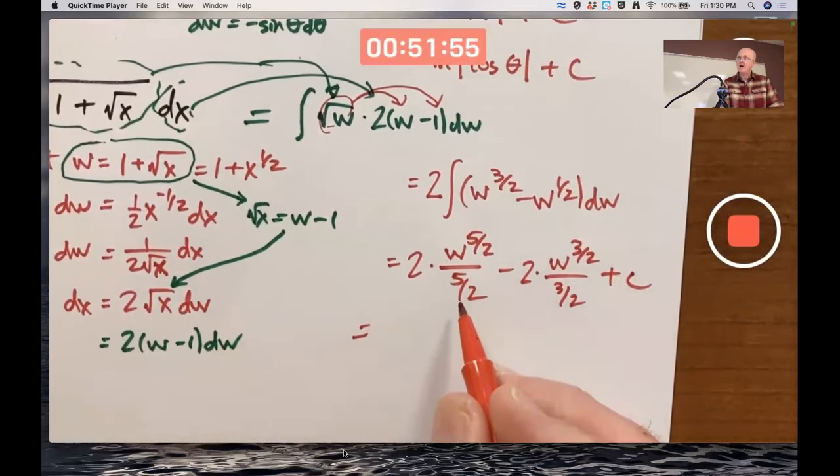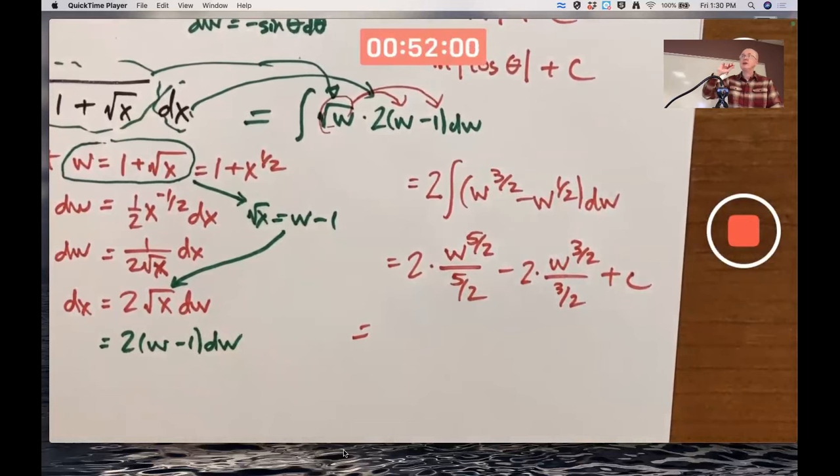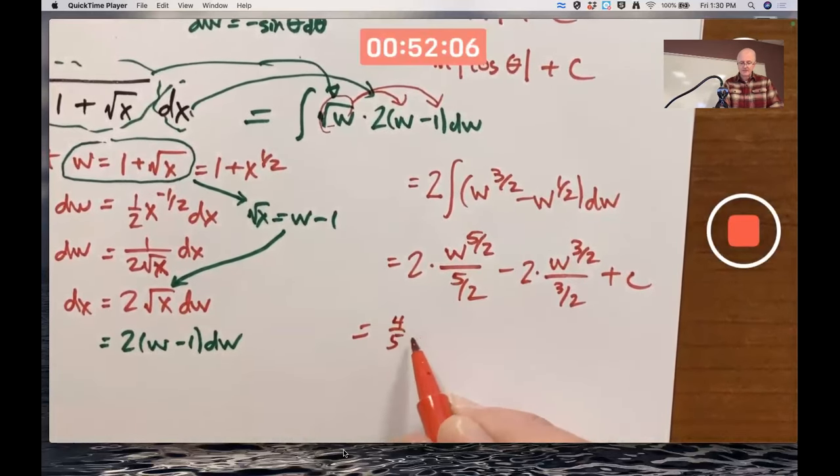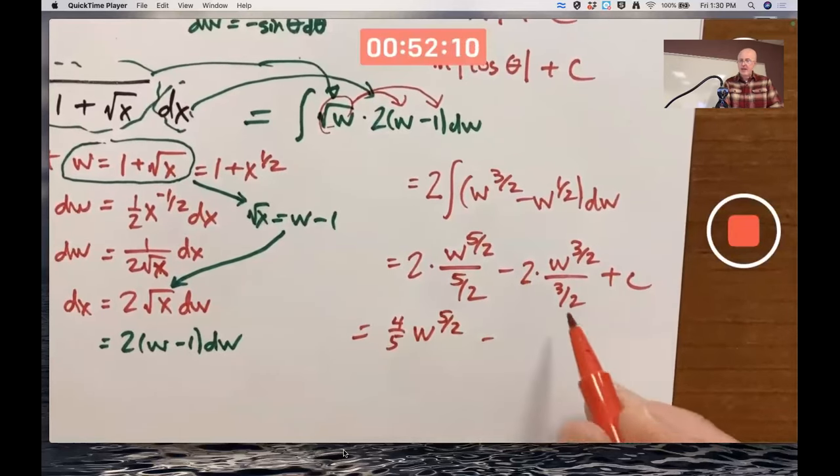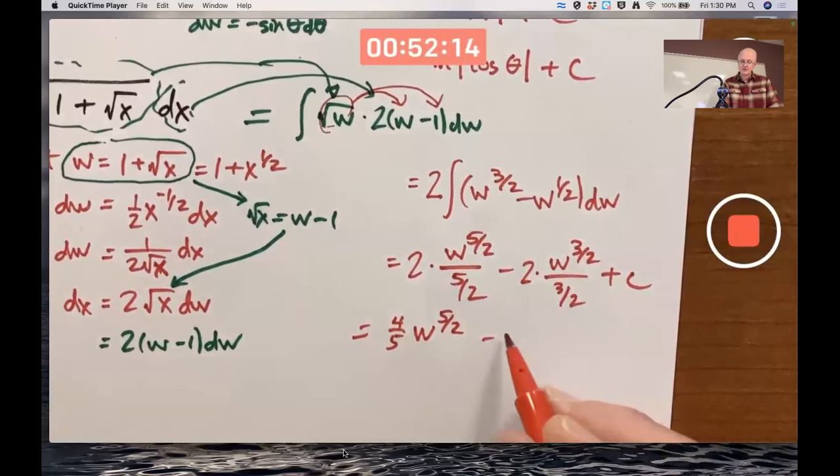Dividing by 5/2 is the same as multiplying by 2/5. Divide by a fraction, you've got to multiply times its reciprocal. 2 times 2/5 is 4/5. Dividing by 3/2 is the same as multiplying by 2/3. 2 times 2/3 is 4/3.